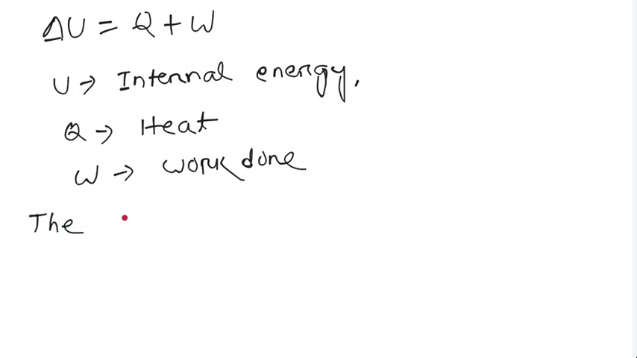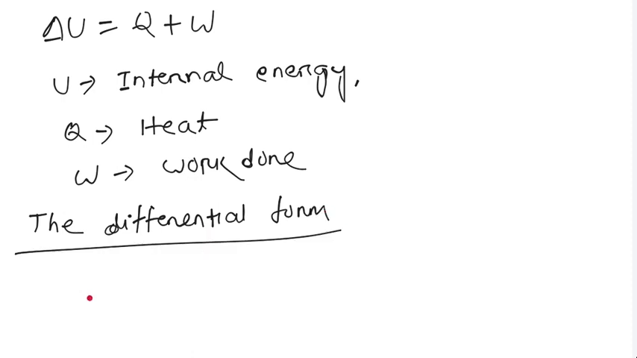So the differential form will be like this. If you take the derivative of U for a very small change in internal energy, then you can write a very small change in heat and work done. So dq and dw are very small changes in heat and work done, and that's why there will be a very small change in internal energy.